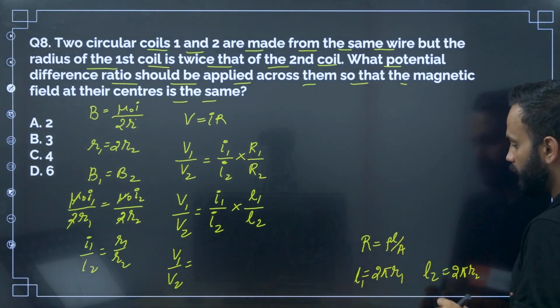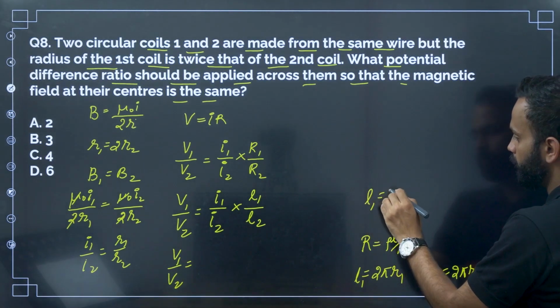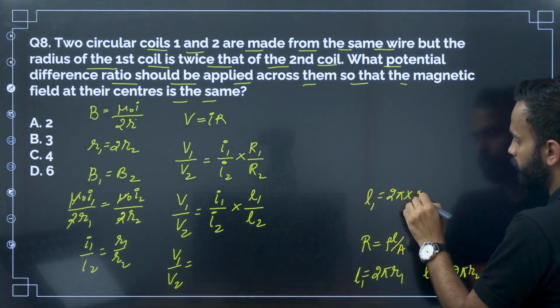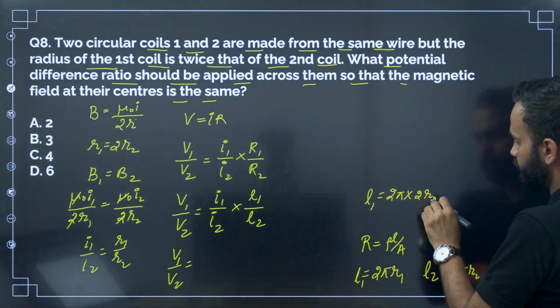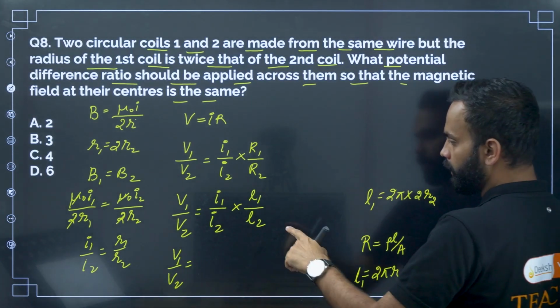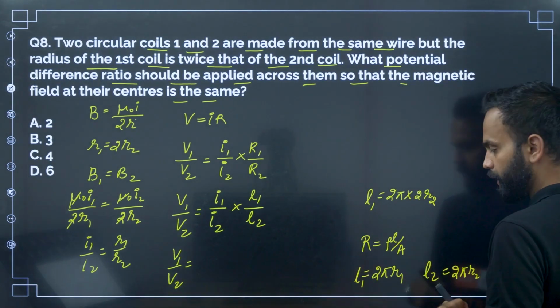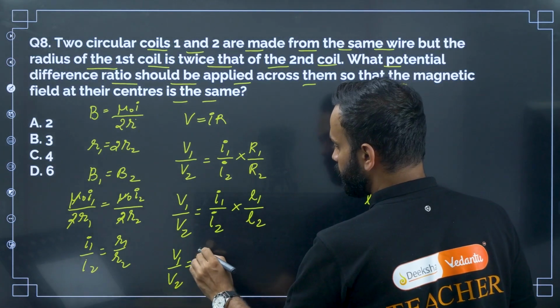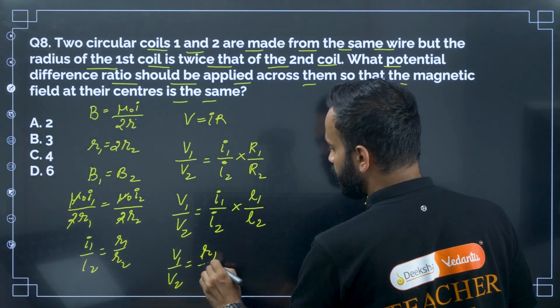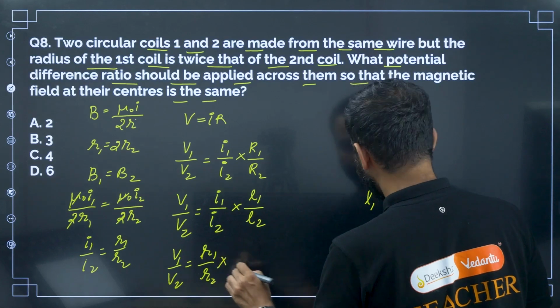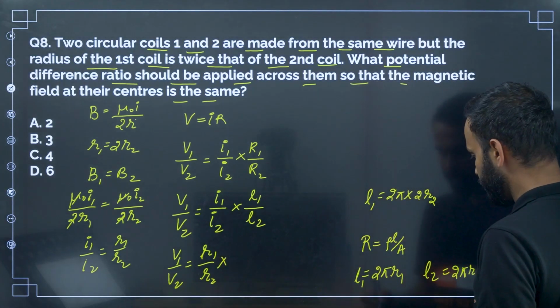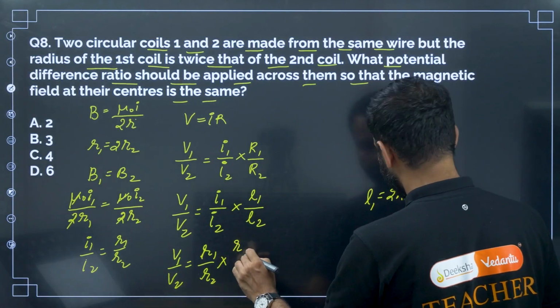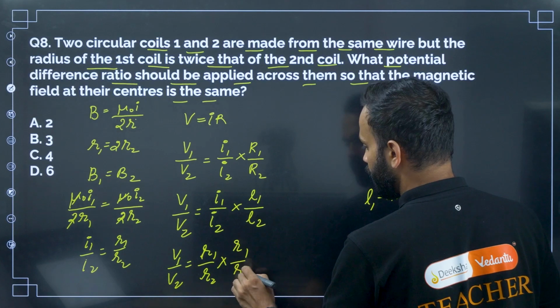R1 is 2 times R2, right? So L1 equals 2 pi into 2 times R2. Now in L1 by L2, the 2 pi will get cancelled. I1 divided by I2 is R1 by R2. In R1 divided by R2 into this, the 2 pi will get cancelled, right? So this will also be R1 divided by R2.